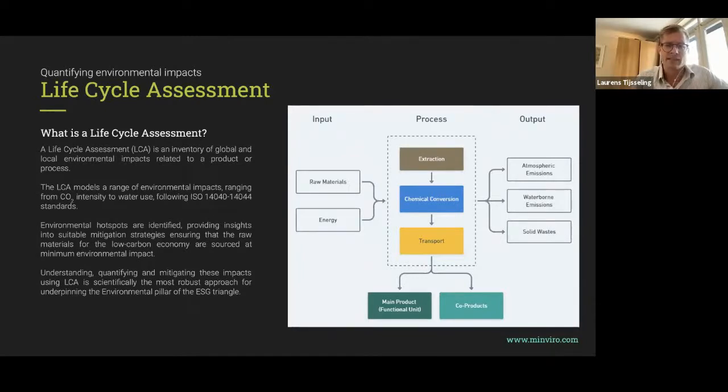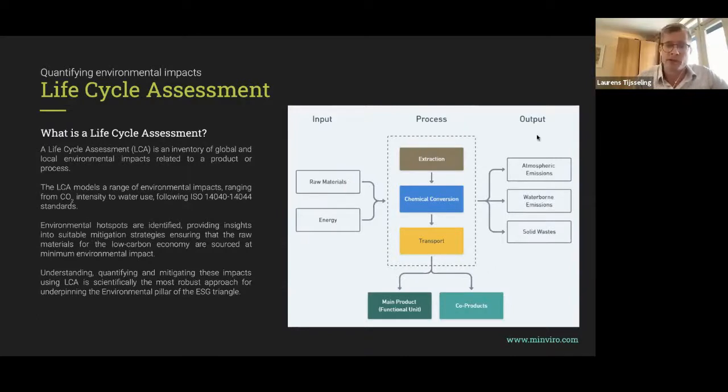And a life cycle assessment tends to include a range of environmental impacts. So the most popular one at the moment is the carbon intensity, and I'll be talking about that for the majority of this presentation. But water use also is gaining more traction. And what I personally really like about doing an LCA is that it doesn't just provide you, for example, the carbon footprint of your product, but it also provides you insights into the environmental hotspots of your process.